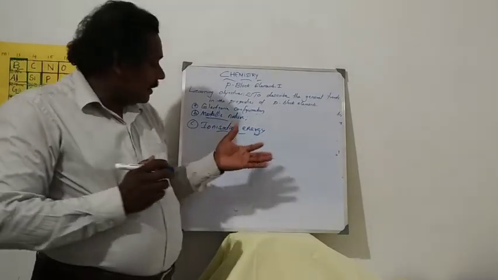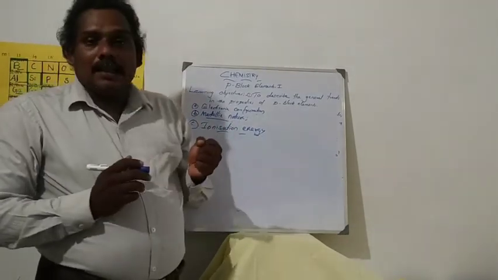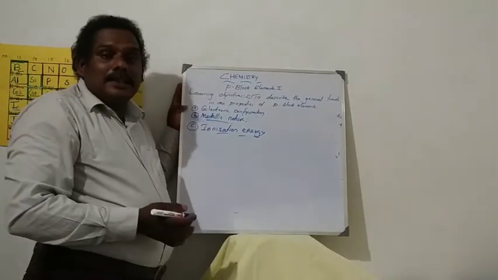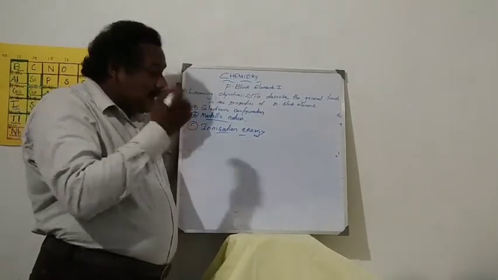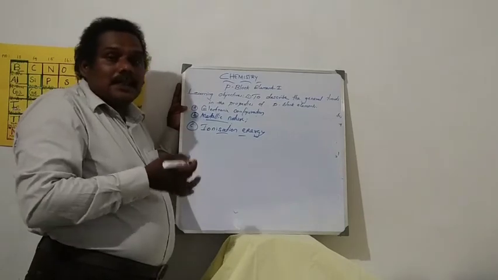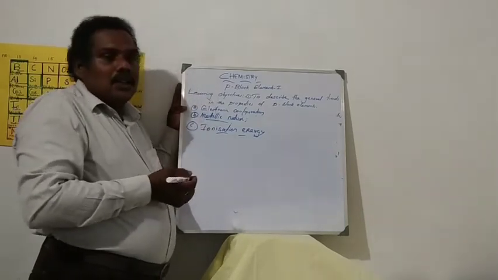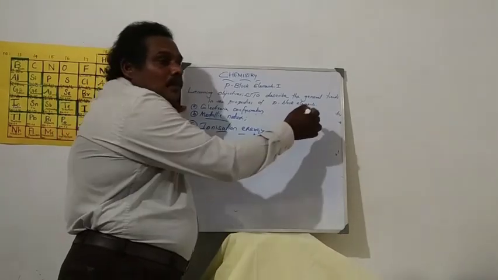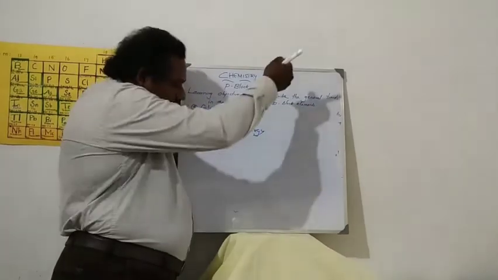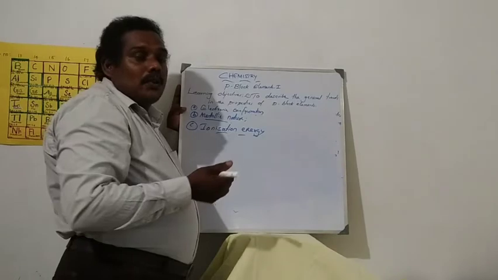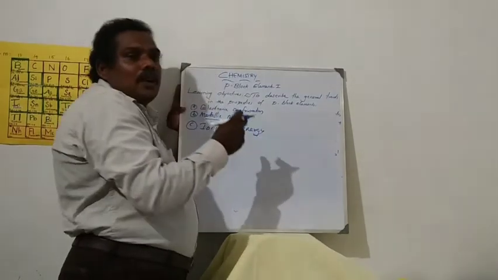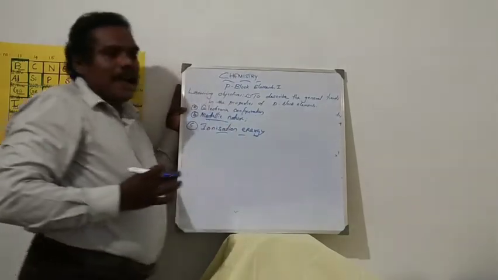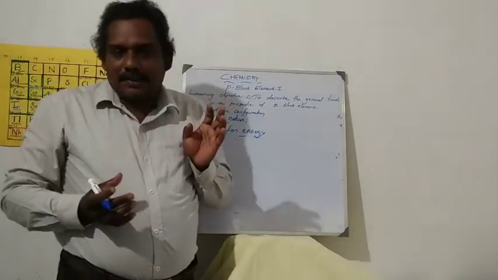Down the group, the ionization energy decreases. The reason is, from top to bottom the atomic size increases, and the number of shells also increases. So the distance between the center of the nucleus and the outermost shell increases. So we can easily remove one electron from the valence shell. It is easily removed, so ionization energy decreases.